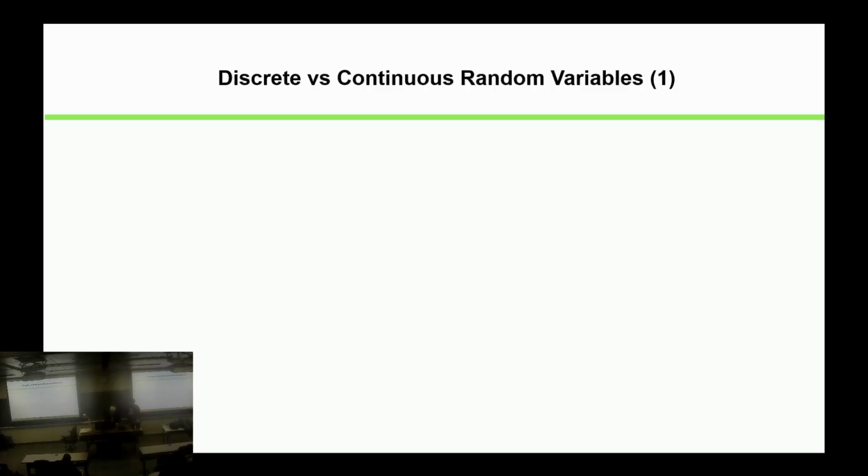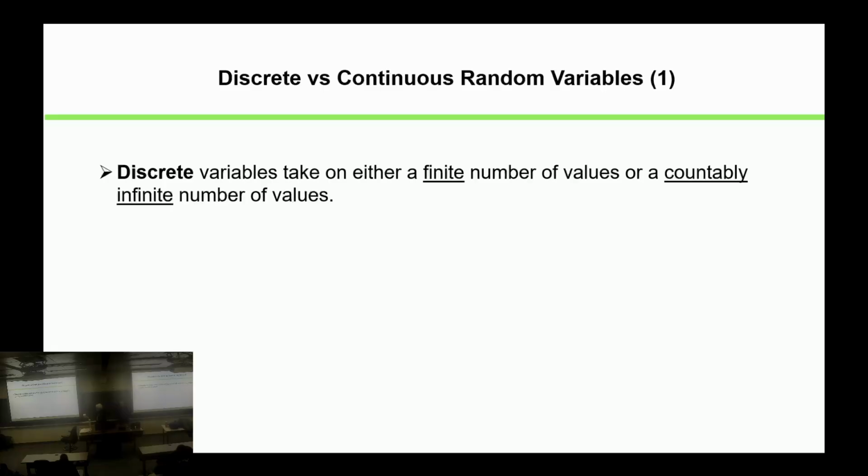Okay. Very spooky. Okay. So, key thing is everything we've been working up prior to today has been discrete random variables. So let's just check our definitions of discrete random variables. Discrete variables take on either a finite number of values or a continuously infinite number of values.